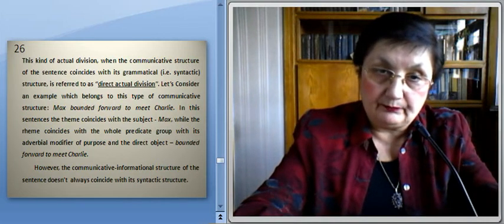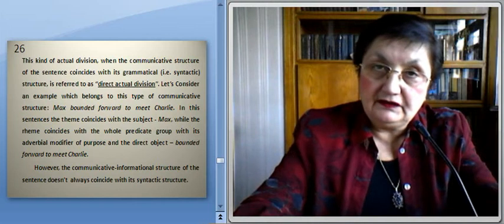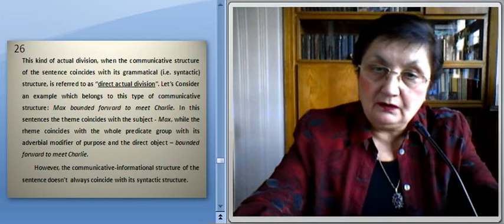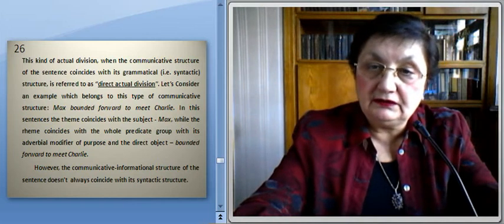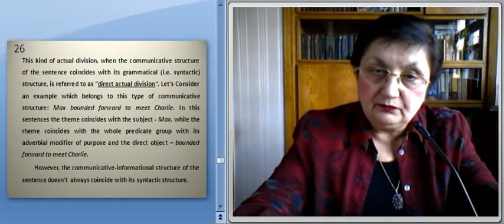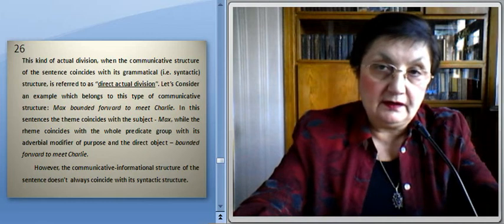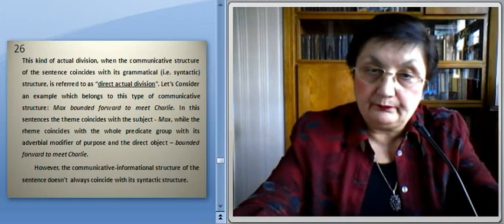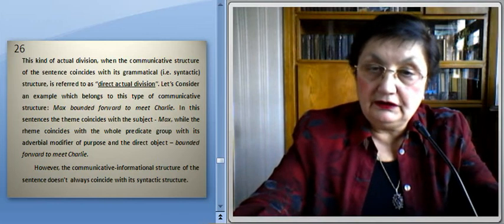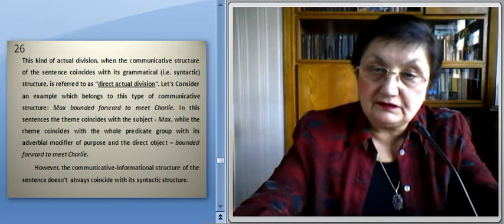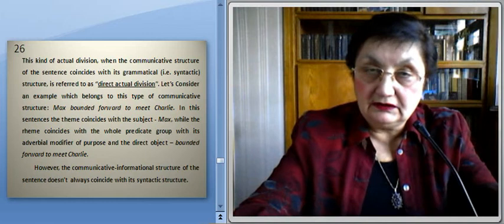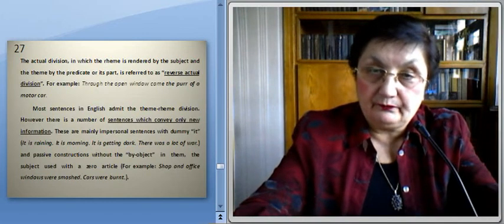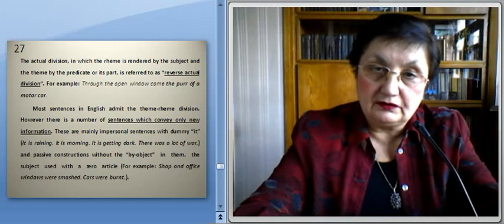However, the communicative informational structure of the sentence does not always coincide with its syntactic structure. The actual division, in which the rhyme is rendered by the subject and the theme by the predicate or its part, is referred to as reverse actual division. For example, through the open window came the purr of a motor car.